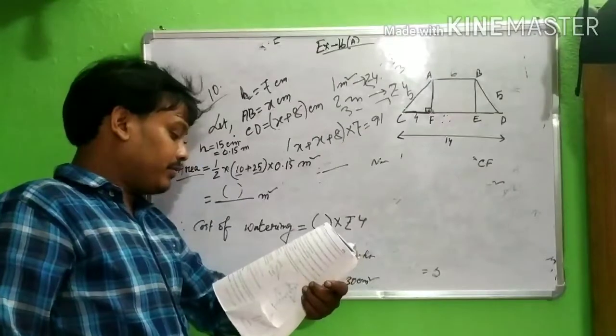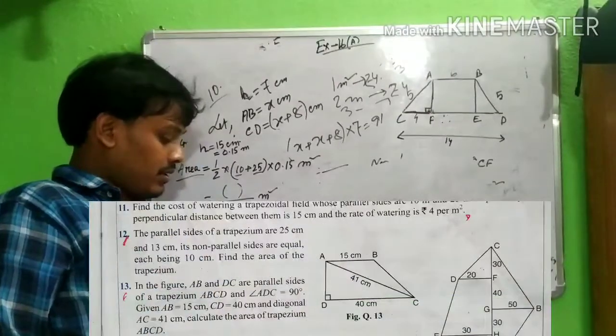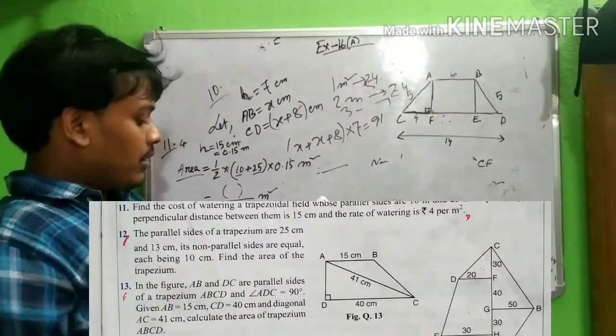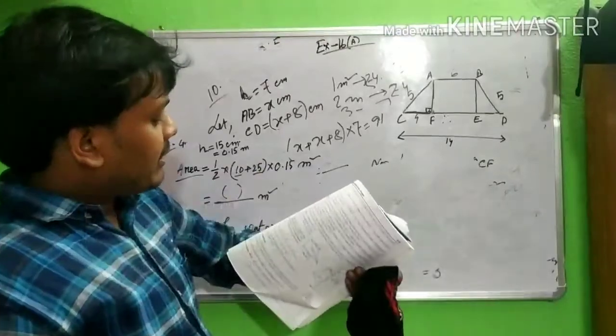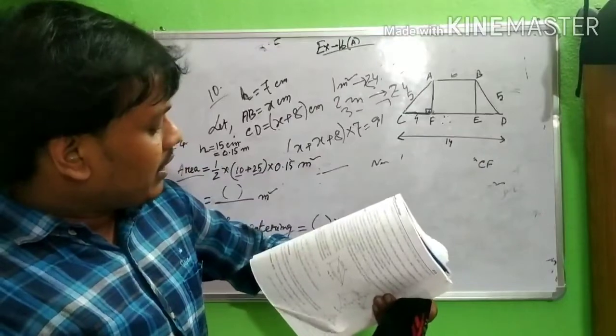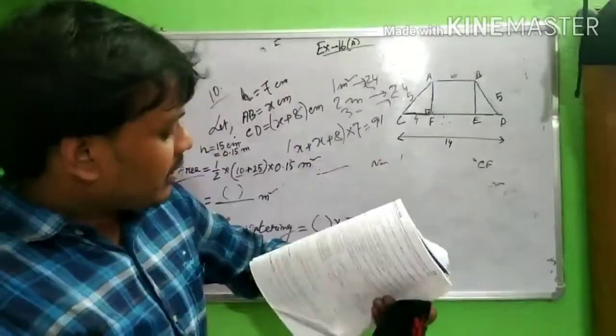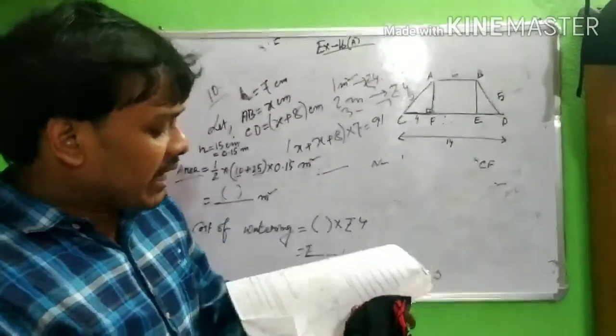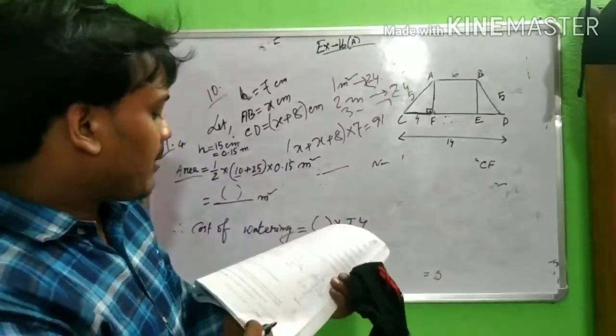12th number. The parallel sides of a trapezium are 25 centimeter and 13 centimeter, and the non-parallel side is 10 centimeter. Find the area of the trapezium. Here also very easy.